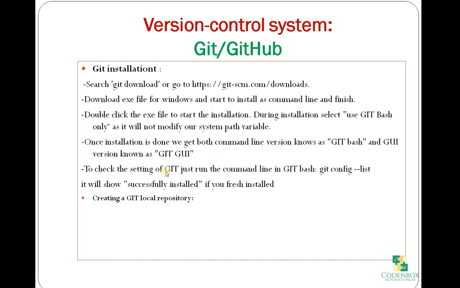Okay, and to check your Git setting, open your Git Bash and type git config --list. It will show that the installation was completed successfully on your machine. So how to do this? We can see.